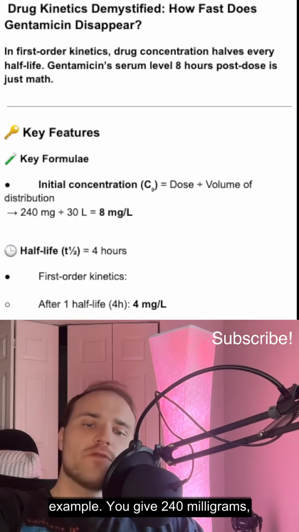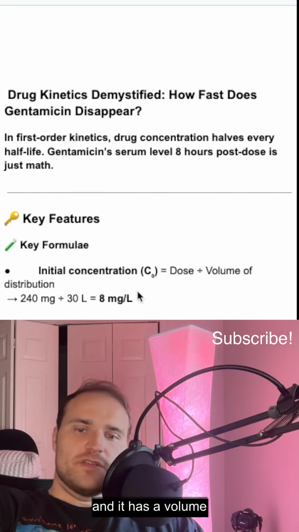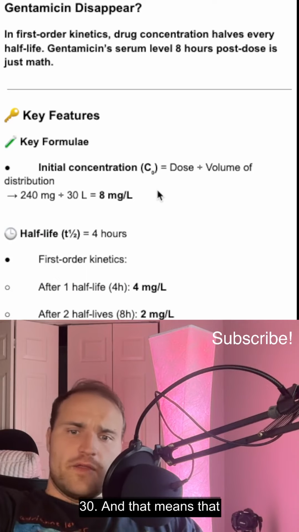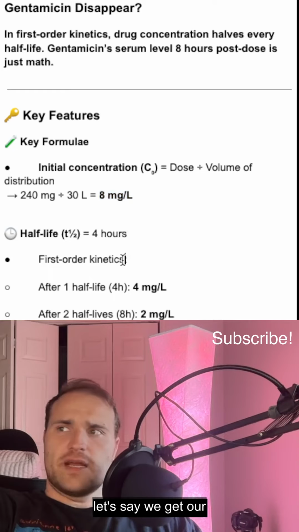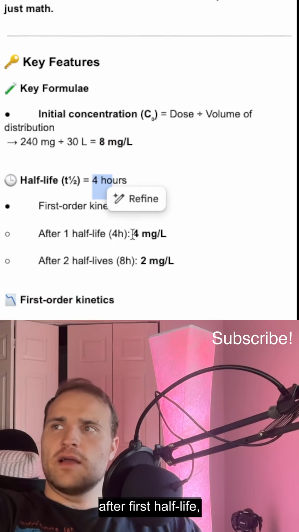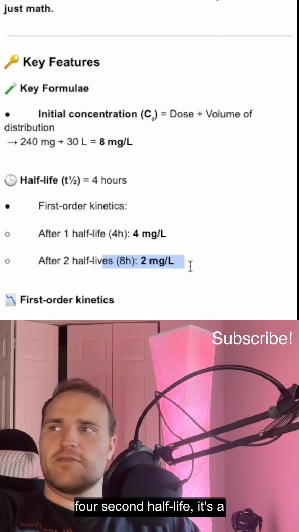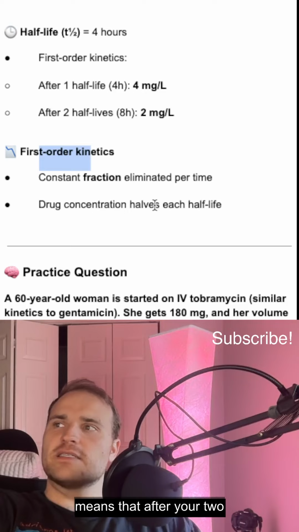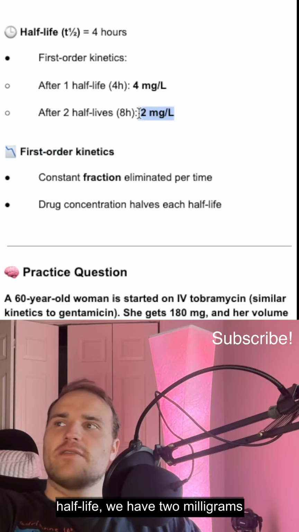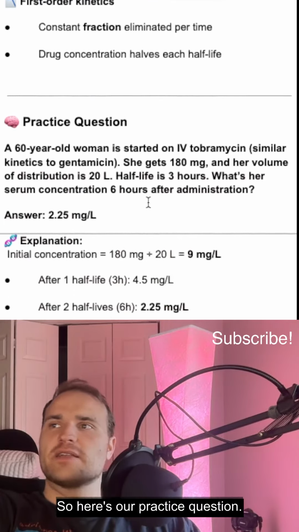You give 240 milligrams, and it has a volume of distribution of, let's say, 30. And that means that it's going to start at 8 milligrams per liter. And let's say we get our half-life of 4 hours. So after the first half-life, it's going to be at 4. Second half-life, it's at 2. So our constant fraction eliminated per time in first order kinetics means that after 2 half-lives, we have 2 milligrams per liter.